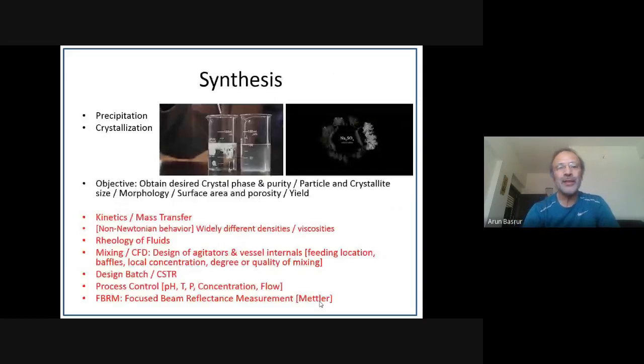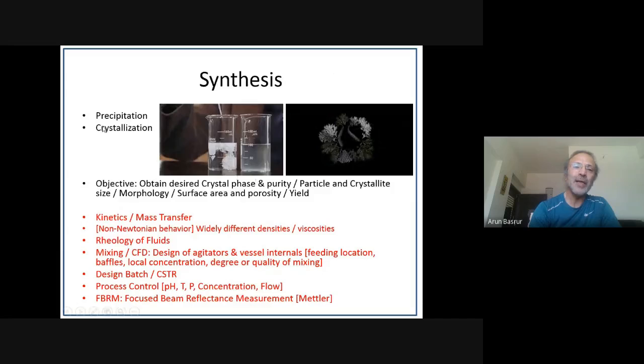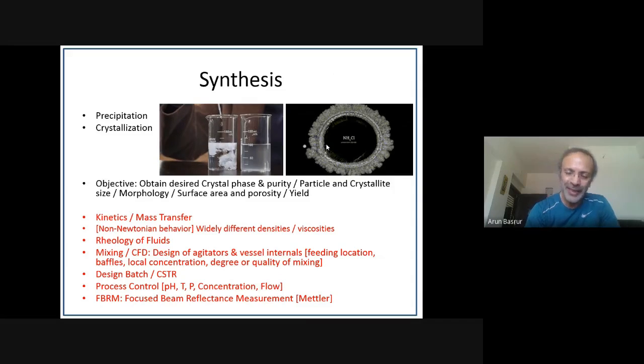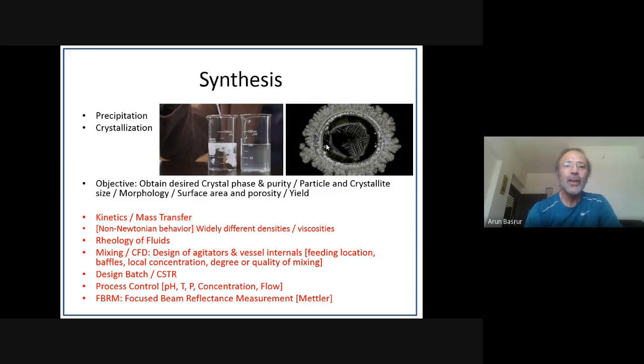Coming to the first part, synthesis. 2 important processes that take place in synthesis are precipitation and crystallization. The mechanisms by which both these operate are very similar. The only difference is the time scale. In precipitation, the moment the 2 reactants come into contact, there is instantaneous formation of a solid. Whereas in crystallization, the process occurs over either minutes, hours, or sometimes even a scale of a few days.